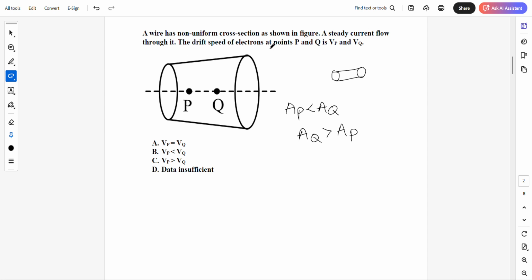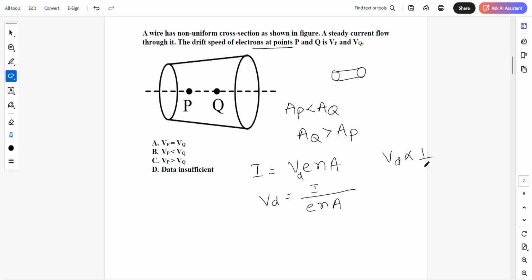The drift speed of electrons. What is drift speed? We know that I is equal to n e A v_d, where v_d is nothing but the drift speed. Now he's asking the relationship between drift speed and the area. Now I can write v_d is equal to I divided by n e A.